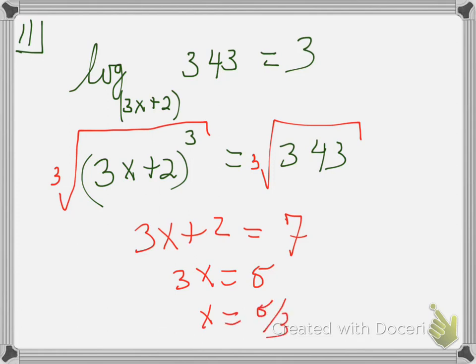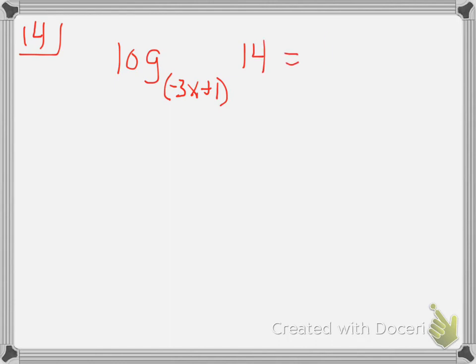Let's make that look like a 5. There we go. So x equals 5/3. That's number 11. Okay. Now, number 14, log base negative 3x plus 1 of 14 equals 1. Again, we're going to get rid of that logarithm. Let's write it as an exponent. Negative 3x plus 1 raised to the first power equals 14.